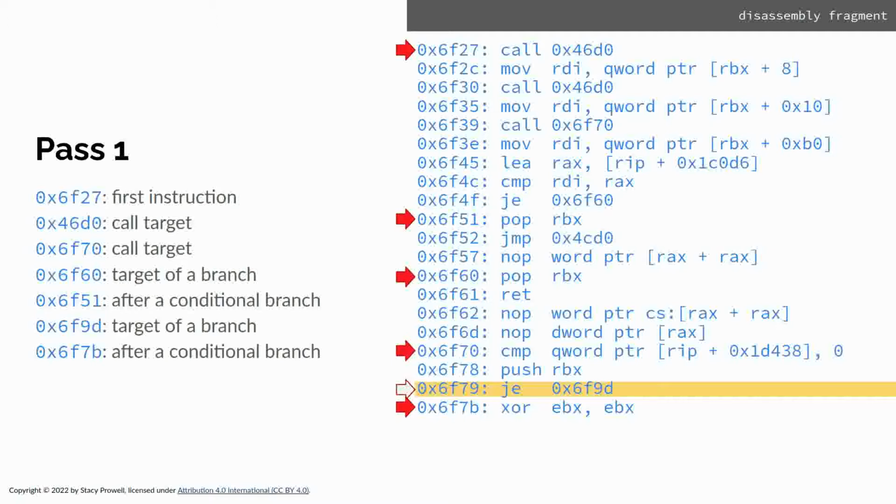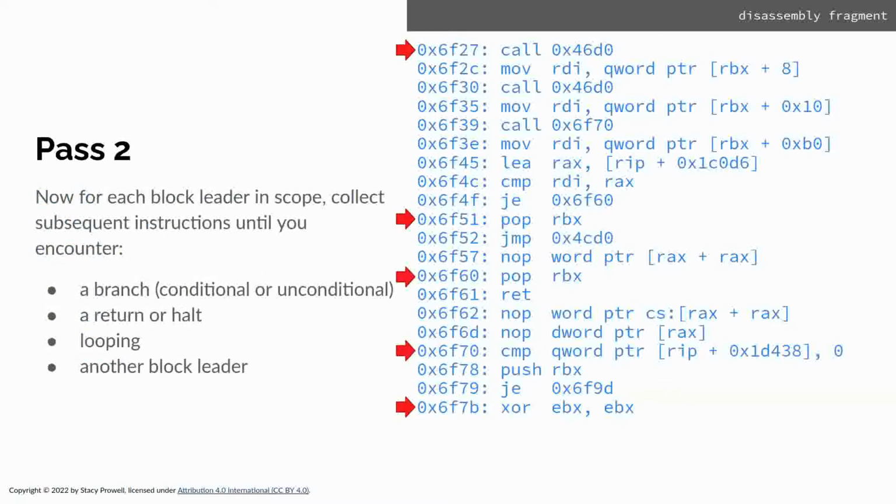Okay, so there we go. Basic block leaders. At the end, there's an XOR. We don't care about it. Boom, we're done. So now for each basic block leader that we found that's in scope, and those are the ones indicated by the little red arrows, we want to walk forward and collect the entire basic block. We're going to walk forward till we hit a branch, a return, looping, or another block leader. The main one being another block leader.